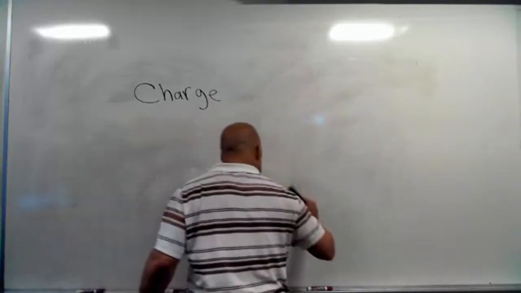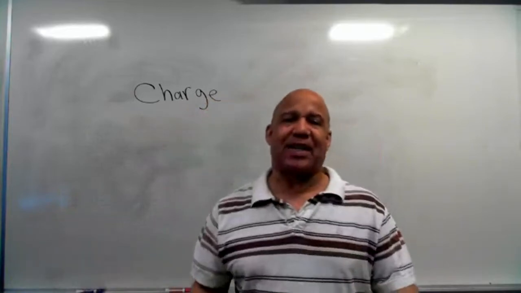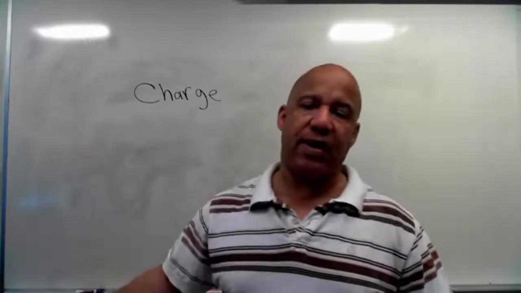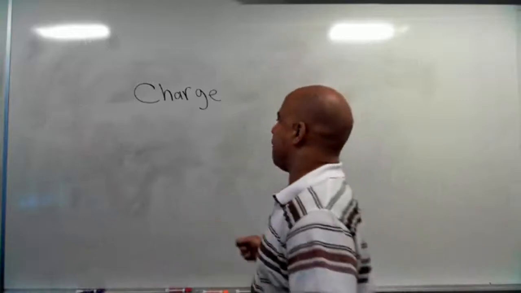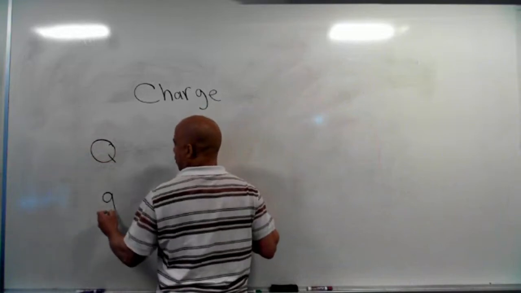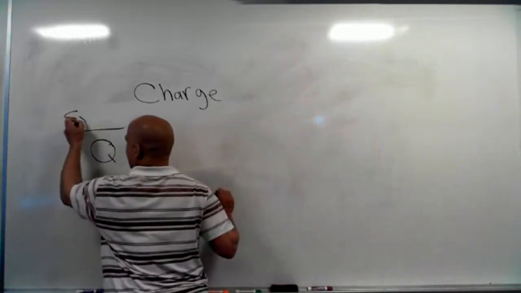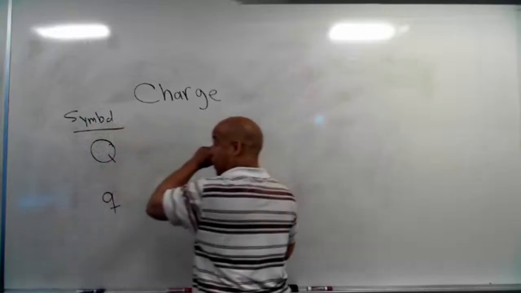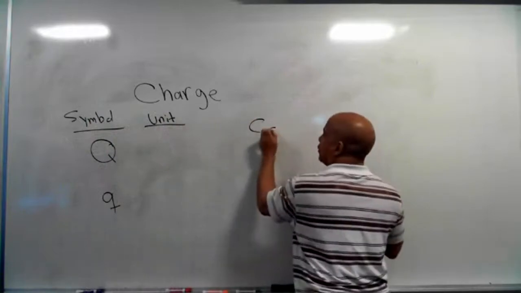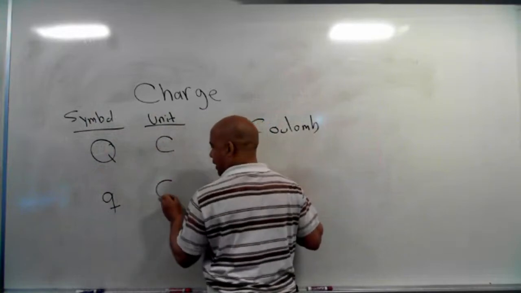The first thing to talk about is that in engineering and science, we like to give things symbols. When I talk about current, we use a symbol I. When I talk about voltage, we use the symbol V. We like to have symbols represent quantities. For charge, we use a Q, either uppercase Q or lowercase q. That's the symbol for charge. And then there's going to be a unit. The unit for charge is called the coulomb, and we represent the unit with a capital C.